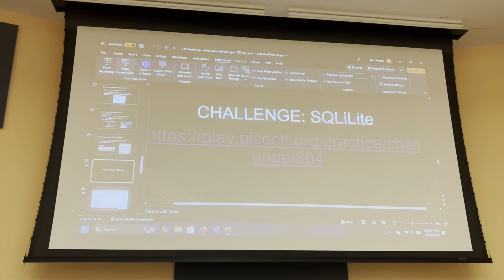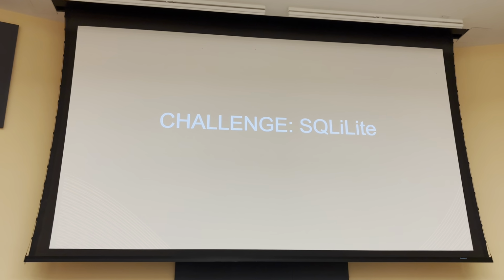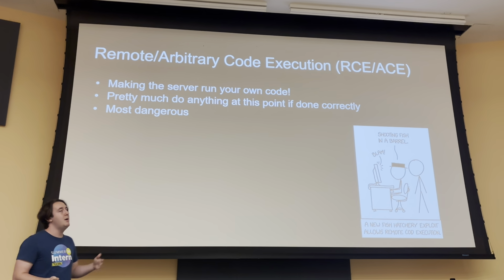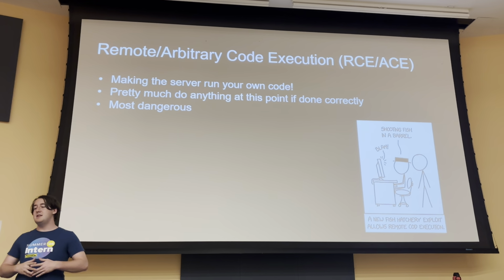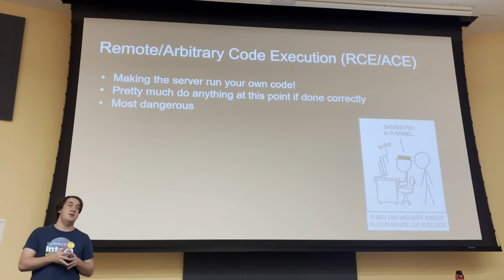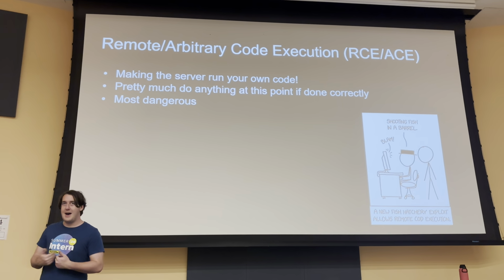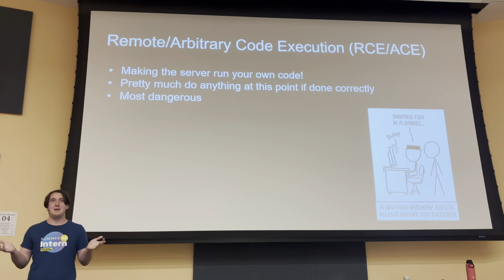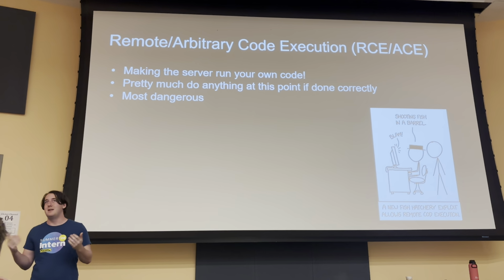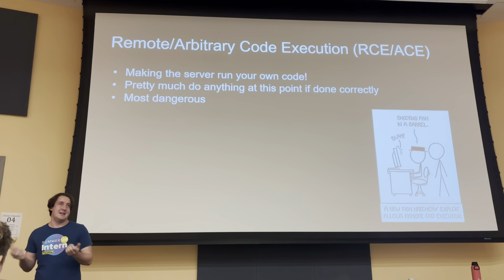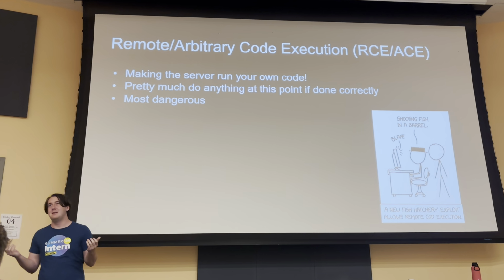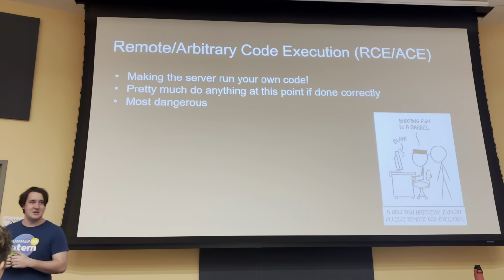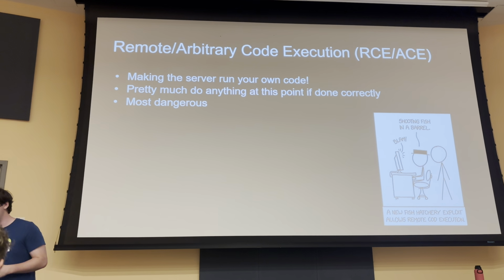Are we good? Okay. So yeah, the third one I'm going to go over is remote or arbitrary code execution. This is essentially where you're making the server that you're attacking run whatever code. I personally say this is probably the most dangerous one out of the ones I'm going to show, just because if you're running any code you want on any server, you could do a lot of damage. It's not even talking about dropping tables anymore. You could, I don't know, run rm -rf, that whole command essentially.